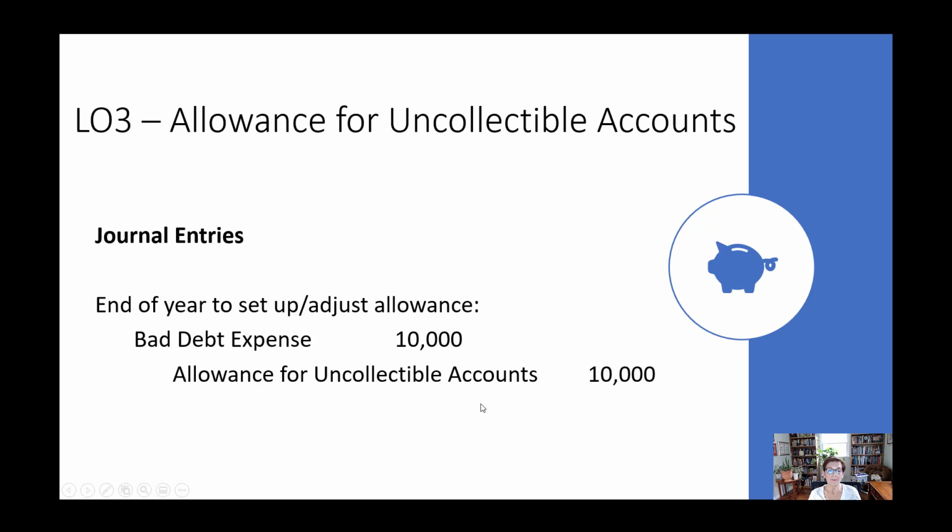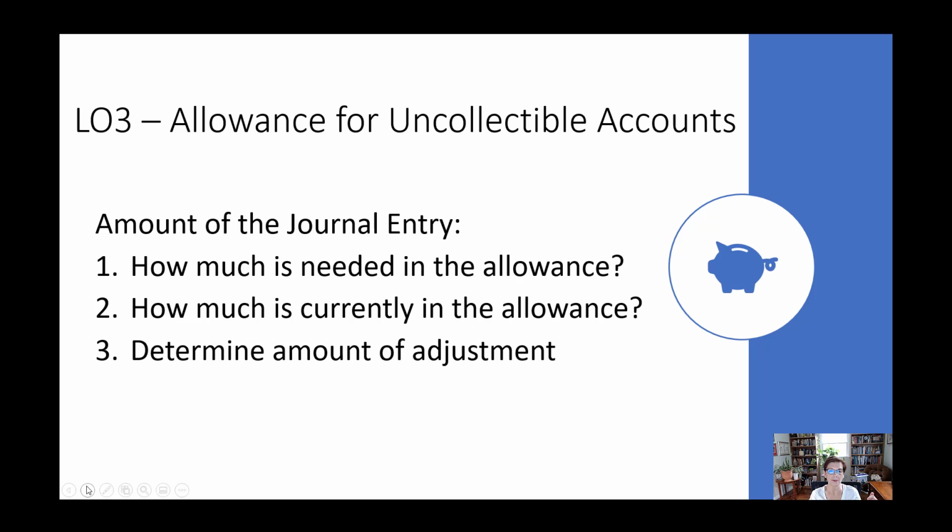We credit this allowance for uncollectible accounts. This is an adjusting entry, everybody's favorite. Remember, adjusting entries affect one income statement account, that's your expense, and one balance sheet account, that's your uncollectible accounts. So remember, at the end of every year, any company that has uncollectible accounts is going to be making this journal entry. Now, let's see how they decide how much this journal entry is made for.